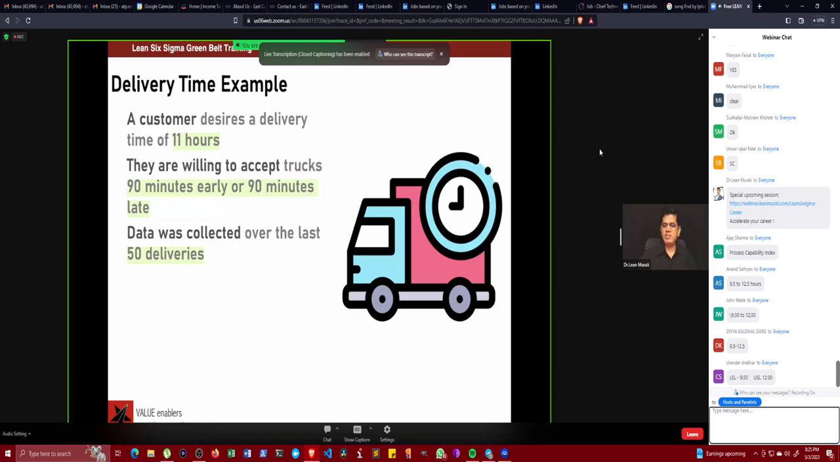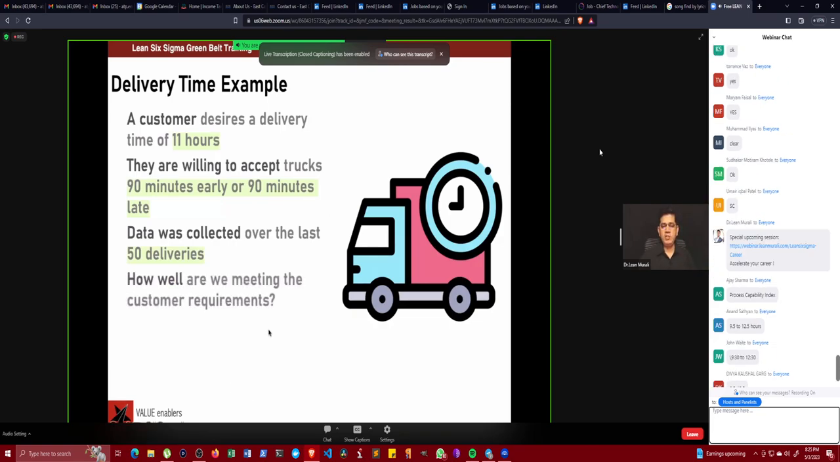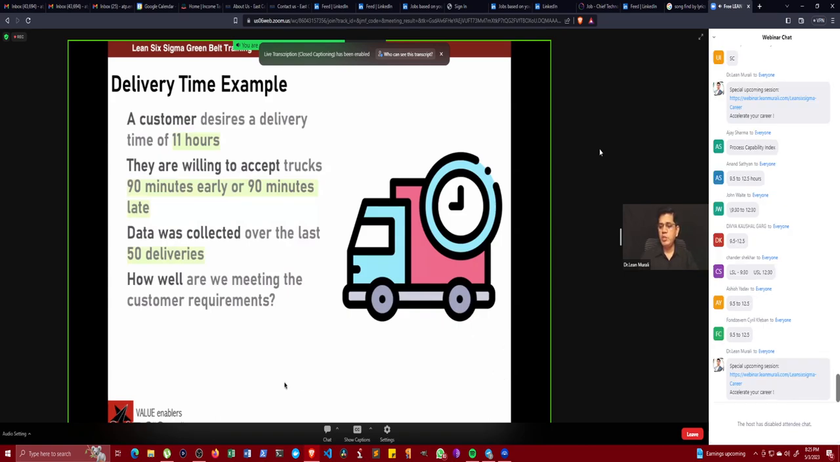So let us say we collected data for this truck for 50 deliveries. Let us graph it and see whether we are able to judge how well this is doing. We need to answer this question: are we really averaging 11 hours for each delivery, because the customer desires a delivery time of 11 hours? And what is the chance of delivering too late or too early?